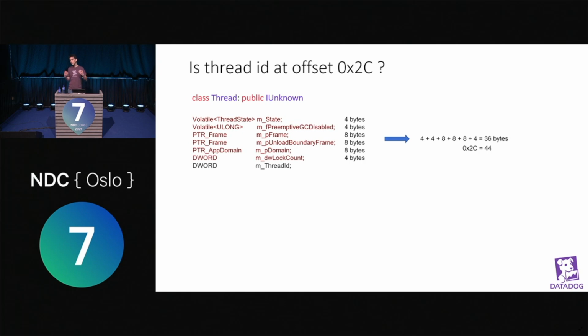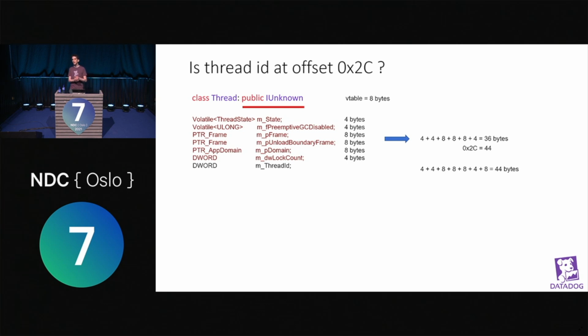So does it mean that my theory was wrong? Well, not quite, because if you pay close attention, you will see that Thread inherits from IUnknown. And if you check the source code, you will see that IUnknown has some abstract functions, which means that Thread will have some virtual functions. And in C++, when an object has virtual functions, it's going to expose a vtable. And the compiler is going to generate kind of like an additional field at the beginning of the object that is going to store a pointer to the vtable. And since it's a 64-bit process, that pointer is going to be 8 bytes. So if we redo the math, we have 44.